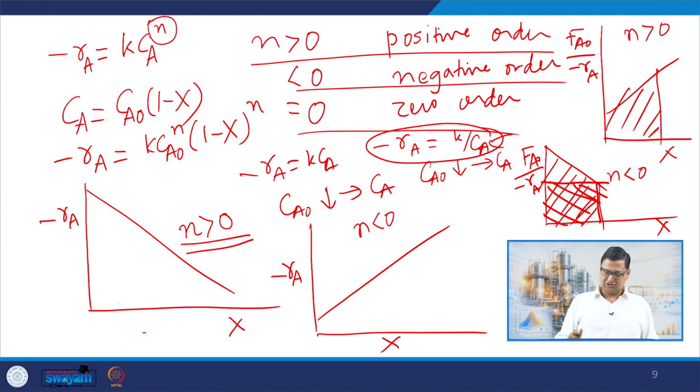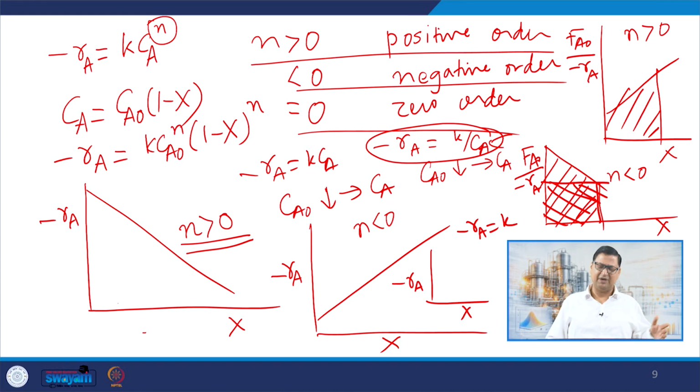We can look at the case of n equal to 0. In that case, minus Ra is equal to k. It is independent of concentration and therefore independent of the conversion. So it will look something like this, and in this case we can imagine that Fa naught by minus Ra is also going to look like the same curve, and therefore now it does not matter whether we have a CSTR or a PFR, right.